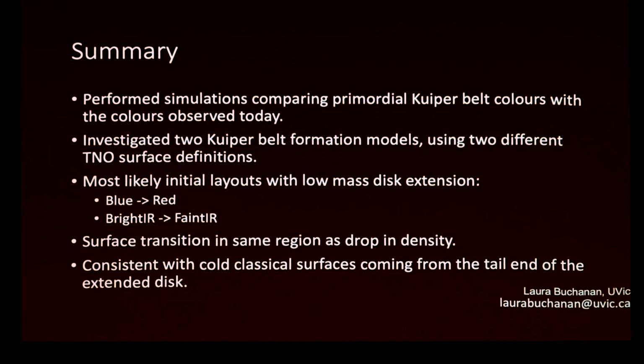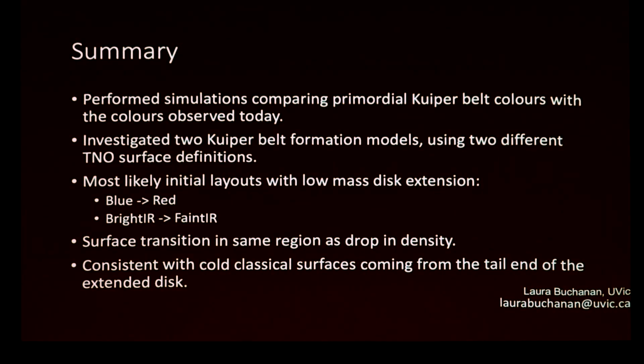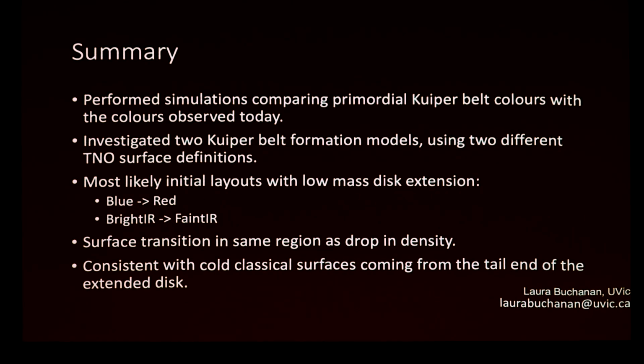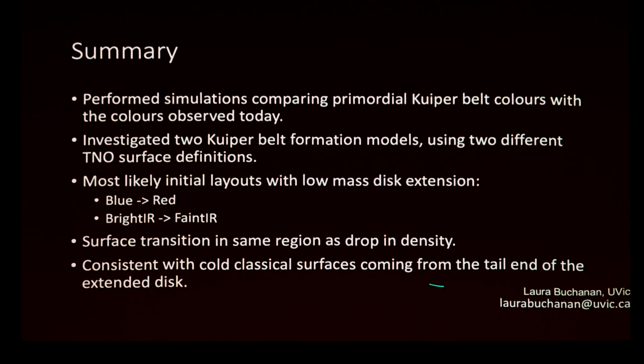And I guess I'll just finish off with a quick summary. Simulations comparing the primordial colors to the colors you see today, using two different formation models and looking at two different TNO surface definitions or surface taxonomies. We've got two most likely initial layouts, both of which use the low mass disk extension. It's interesting, potentially, that the surface composition transition is in the same region as the drop in density. And again, this is consistent with cold classical surfaces coming from the tail end of the extended disk. And that's all. Any questions?